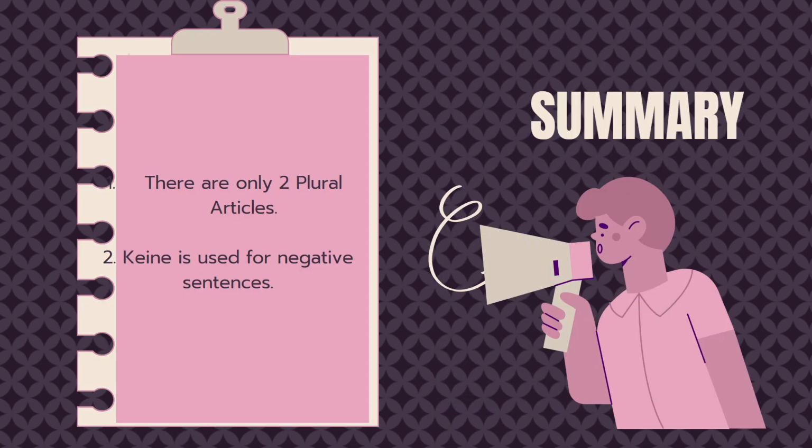So to summarize, in German there are only two plural articles, die for all plural nouns, used in positive sentences, and keine, used for negative sentences.